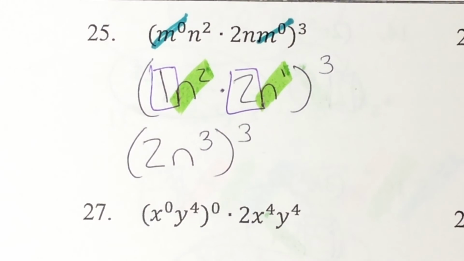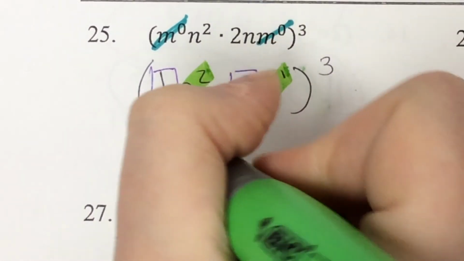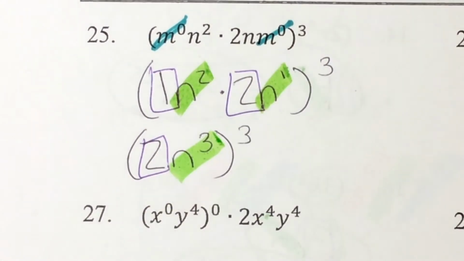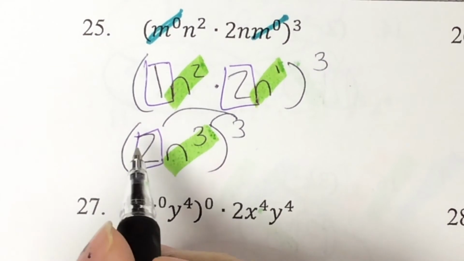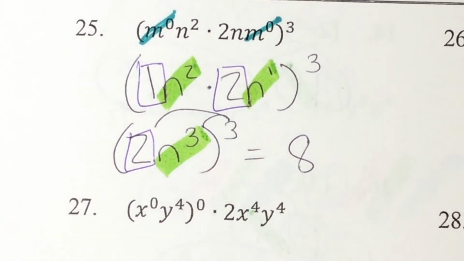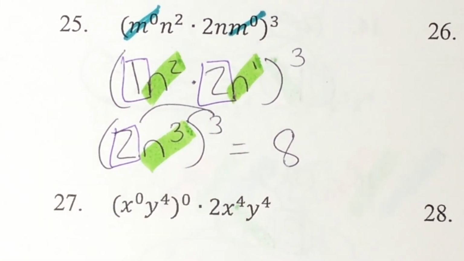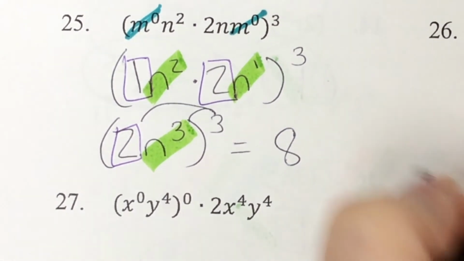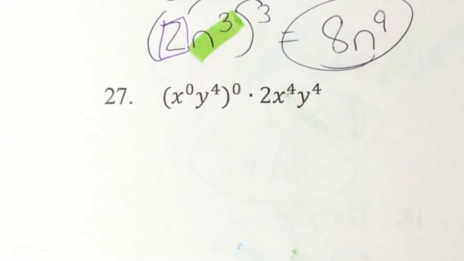Now we have to use our power property as well, where we distribute that exponent here and here. So 2 cubed is 8, and then we have 3 times 3. Remember, when you have a power on a power, you end up multiplying those exponents. So that'll be 9.